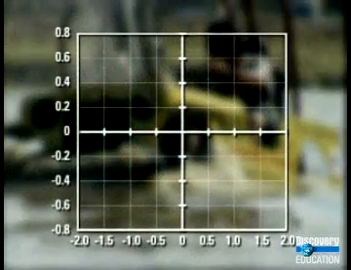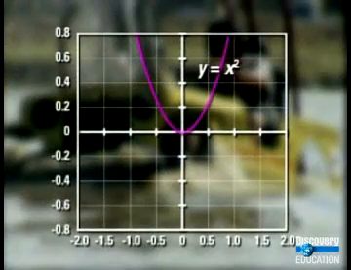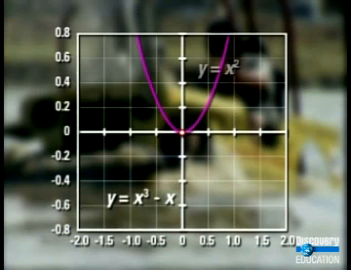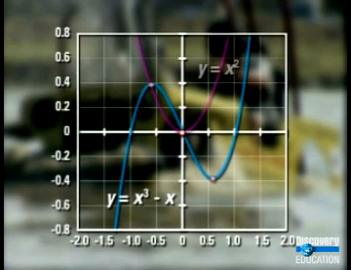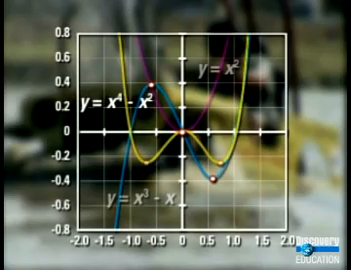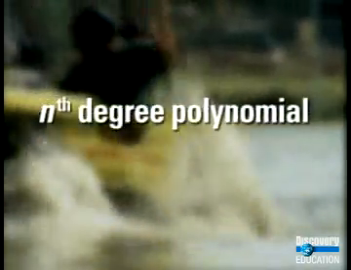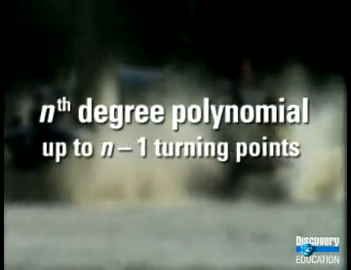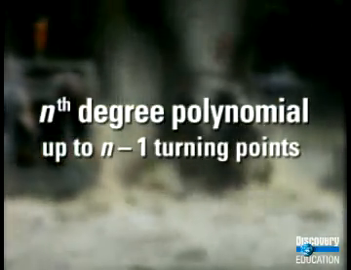For example, y equals x squared has only one turning point at 0, 0. A cubic polynomial, degree 3, can have up to 2 turning points. A fourth-degree polynomial can have 3, as we used for the swamp buggies. In general, an nth-degree polynomial can have up to n-1 turning points.